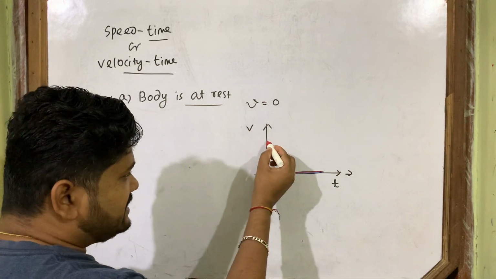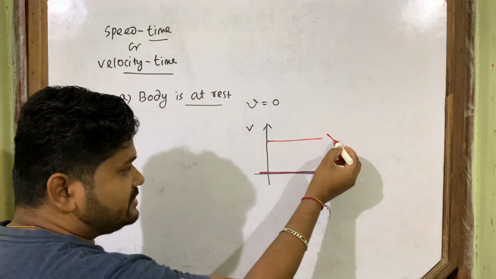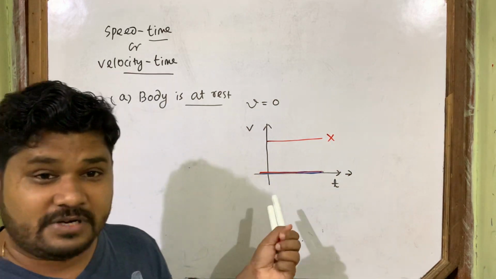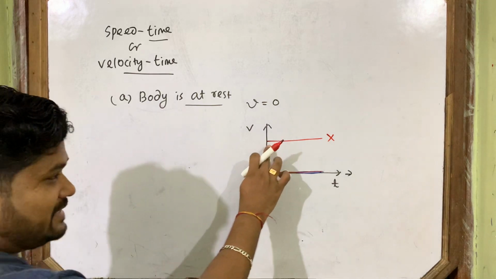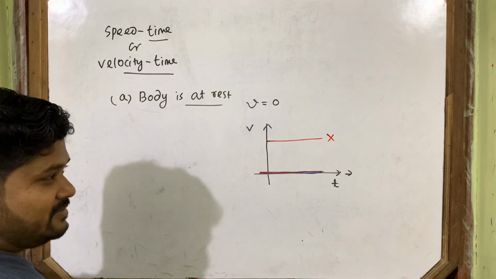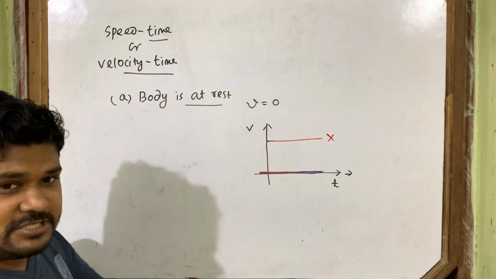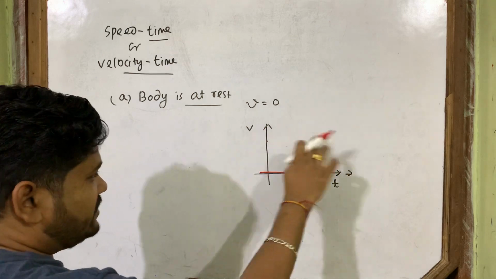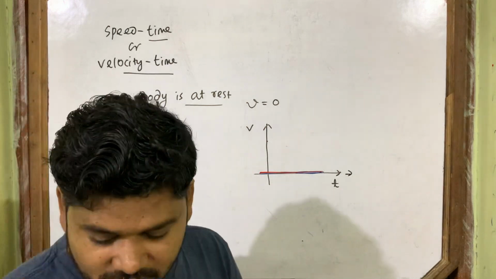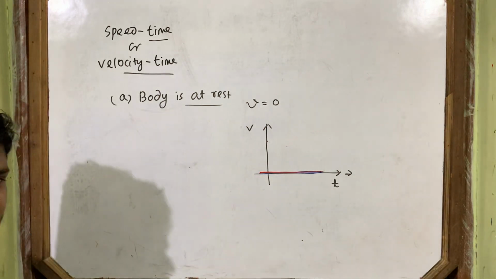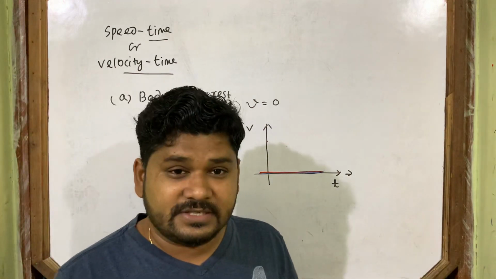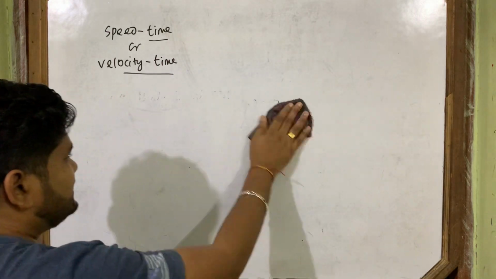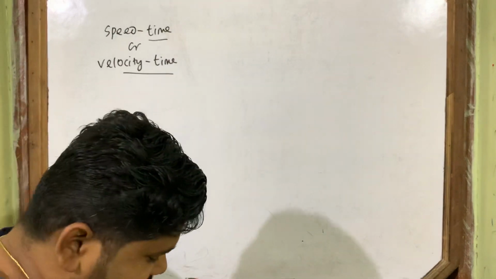It cannot be this graph. This is wrong. This was possible in position-time, but not here. If we draw this graph, the body will have velocity. We'll see later which type of motion this graph is for. So only the one line, the line of the time axis. That is for the body at rest. Now come to the body in uniform motion.